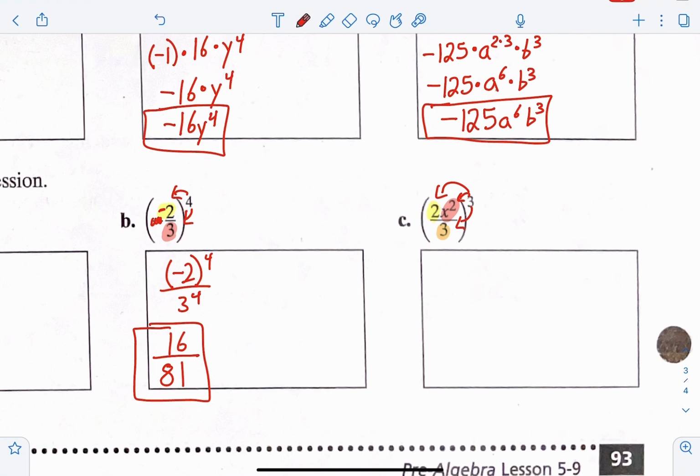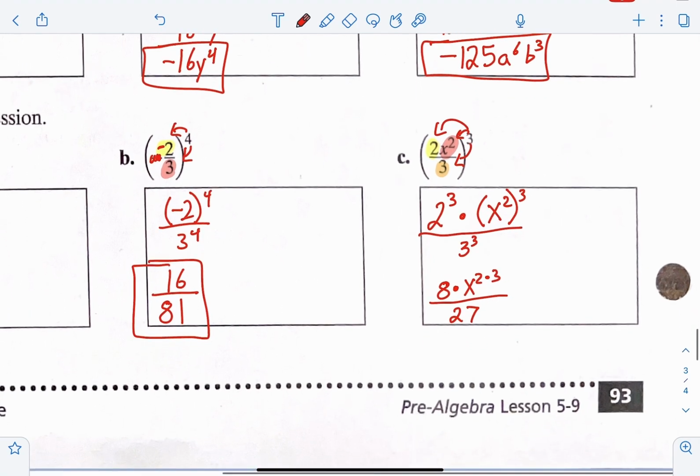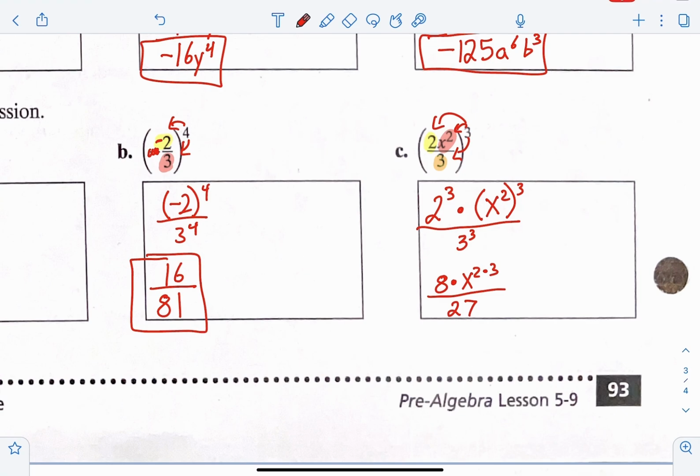Okay, so the way we're going to write this, we're going to have 2 to the 3 times x to the 2 on the inside to the 3 on the outside. That's the top of our fraction. All of that is over 3 to the 3. 2 to the 3 is 2 times 2 times 2, which is 8. Times x to the 2 times 3 is the top of our fraction. 3 times 3 times 3 is 27, so that's the bottom of our fraction. Then you're going to have 8 times x to the 6 over 27, which really is just 8x to the 6 over 27.